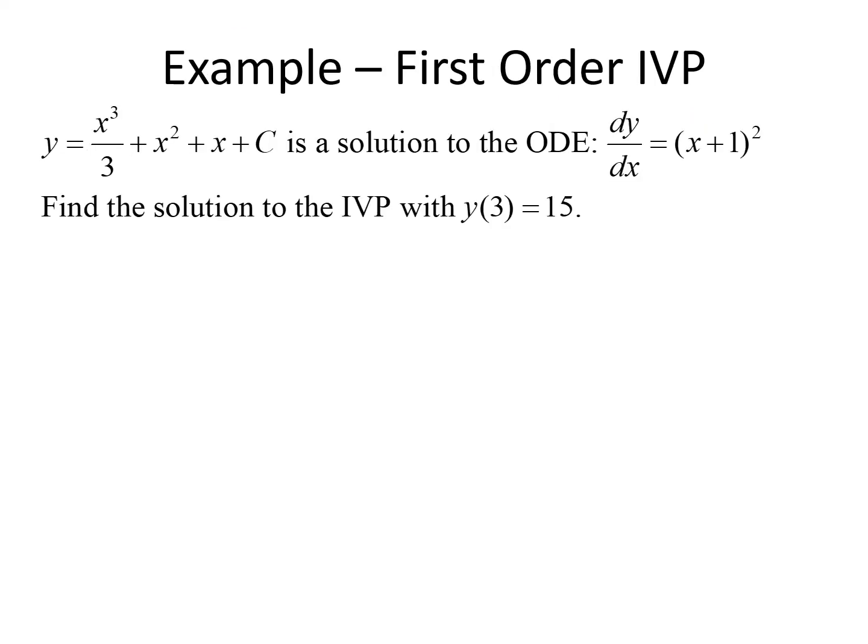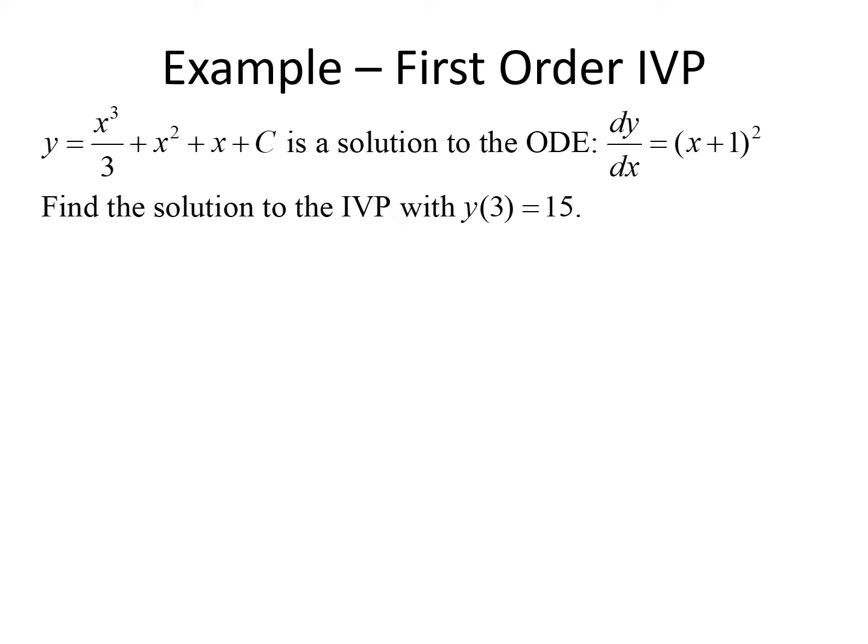All right, let's look at another example. So this is another first order initial value problem. This time we're given that y equals x cubed over 3 plus x squared plus x plus c is a solution to the ODE dy dx equals x plus 1 quantity squared. We want to find the solution if this is an IVP with the condition of y of 3 is equal to 15. All right, I'd like for you to take a moment and give this a try.